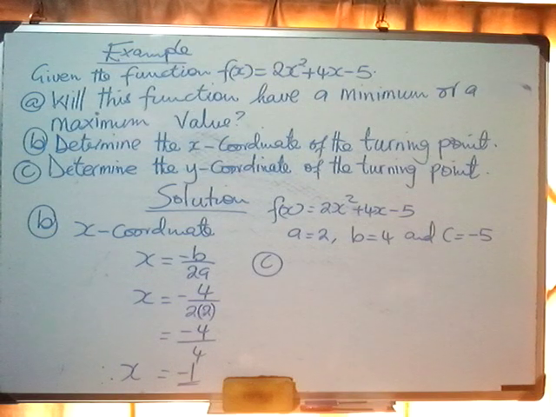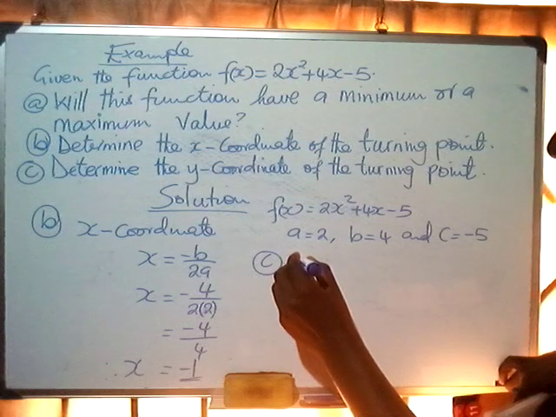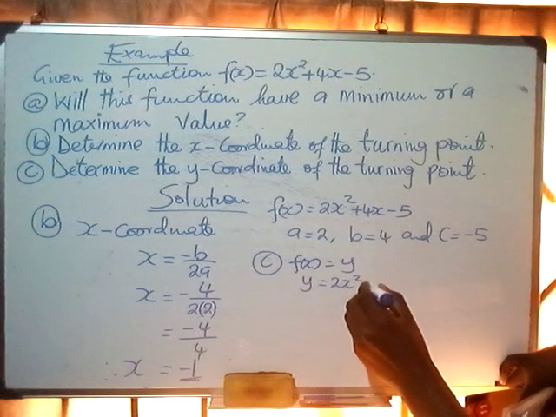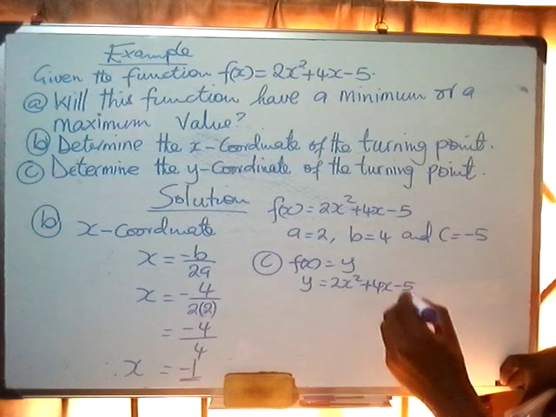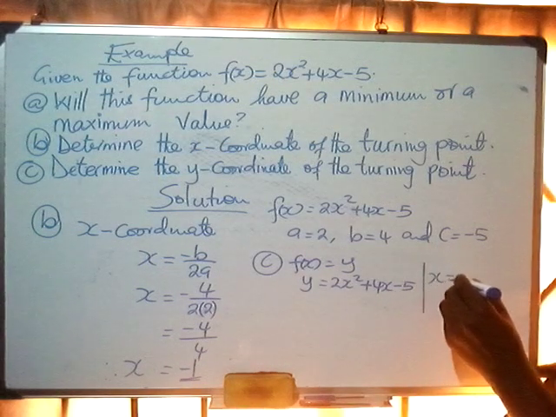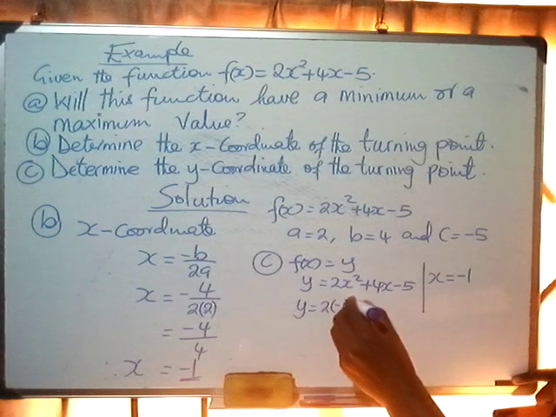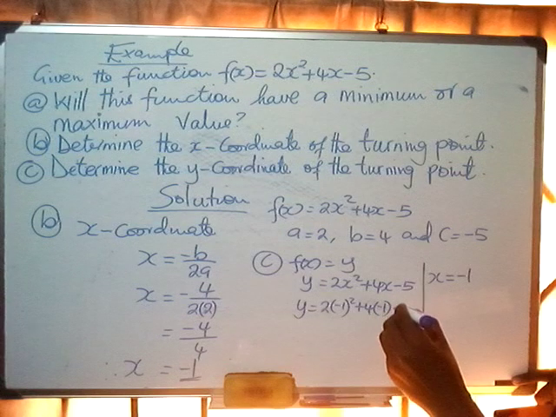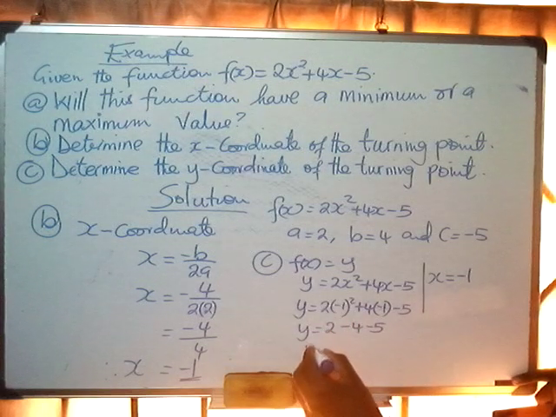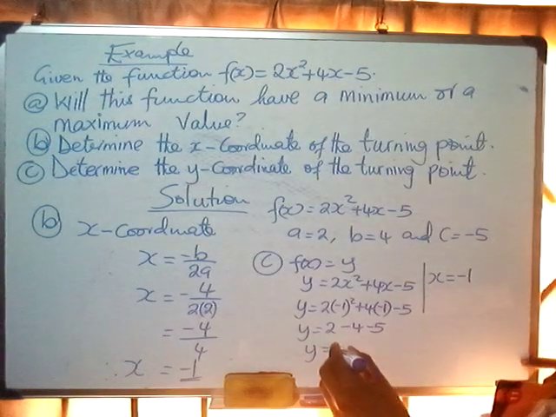Question number C is to determine the value of y. To determine the value of y, we equate our f of x to y, meaning y is equal to 2x squared plus 4x minus 5. To find the value of y, we replace x with the value of x we have found, which is -1. So y is equal to 2 open bracket -1 squared plus 4 open bracket -1, then minus 5. So y is equal to 2 minus 4 minus 5. What is 2 minus 4? It is -2. -2 minus 5, the answer is -7.